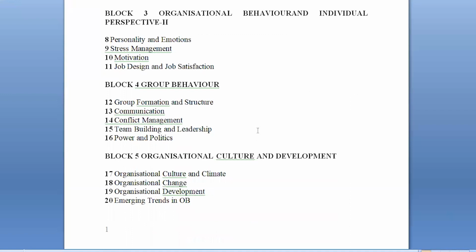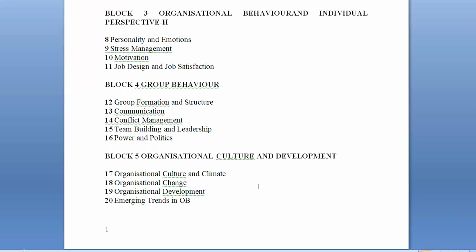Block 4, group behavior, group formation and structure, communication, conflict management, team building and leadership, power and politics. Block 5, organizational culture and development. Unit 17, organizational culture and climate. Unit 18, organizational change. Unit 19, organizational development. And Unit 20, emerging trends in organization behavior.